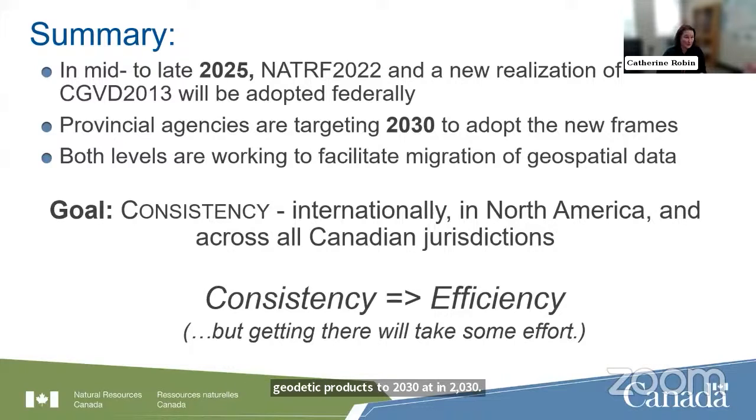We're both working together to facilitate the migration of geospatial data, and it's very important to us to have feedback from that community. And the goal is consistency. I tried to repeat this word a few times: internationally, in North America, and across all Canadian jurisdictions. This is definitely not going to be an overnight process. There will be some effort required from everyone who wants to do it. But eventually, if all these things become consistent, there's going to be a lot of efficiencies found, which we're hoping motivates people to put the effort in now to reach that goal.